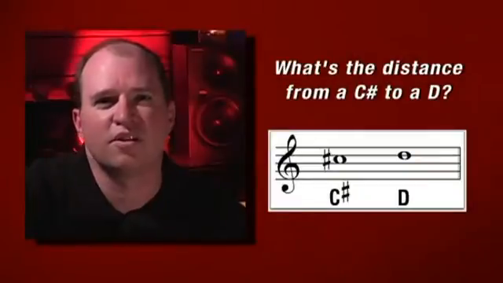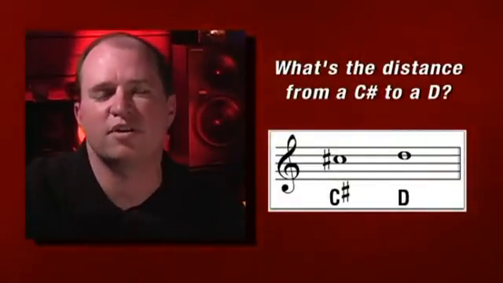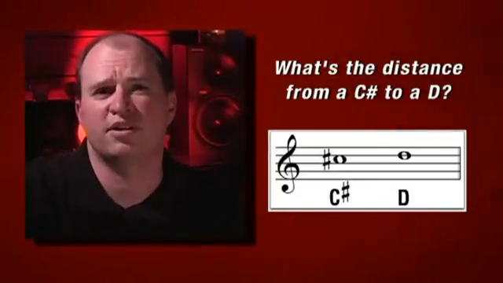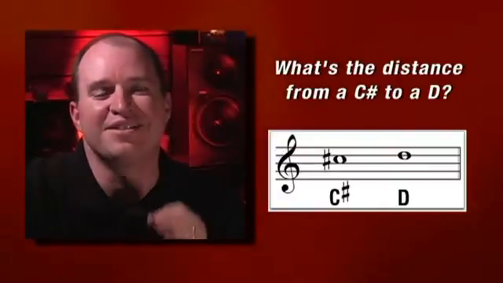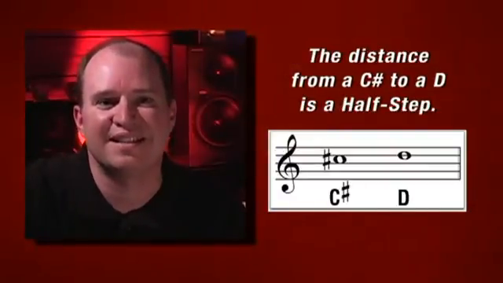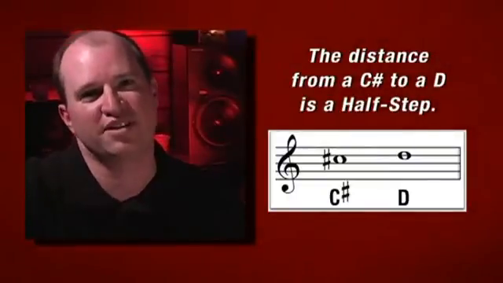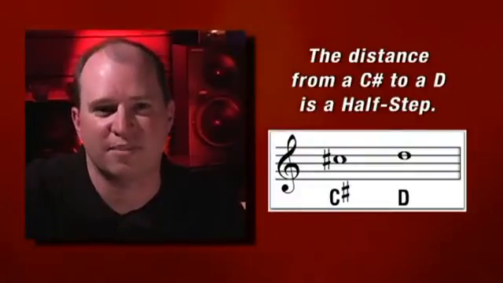Let's do a couple of examples real quick. What's the distance from a C sharp to a D? If you want to play this on your guitar, that's fine. You can also think about it in music notation, because this is true whether you're playing a guitar, a piano, a trumpet, or a tuba. The distance between a C sharp and a D is a half step. If a C to a D is a whole step, I've moved that C closer to the D, so C sharp to D is just a half step.